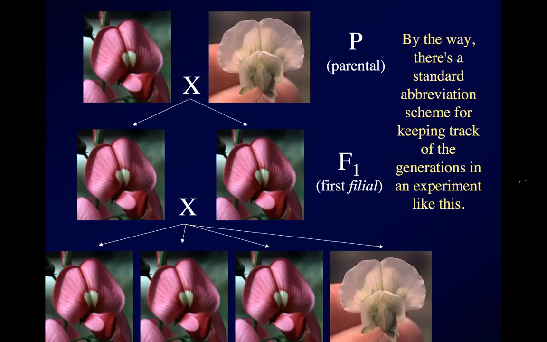To make it a little bit easier to talk about this, there's a standard abbreviation for keeping track of generations. When you start an experiment, the individuals that you crossbreed are called the P generation. P stands for parental. The offspring of that cross are called the F1 generation, and the F stands for filial. Filial means having to do with sons and daughters.